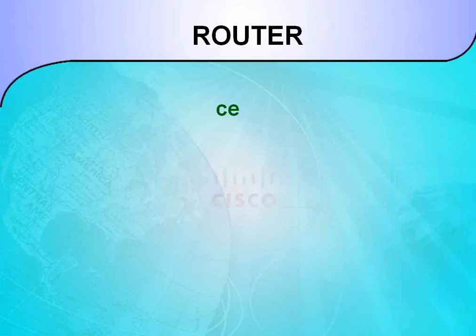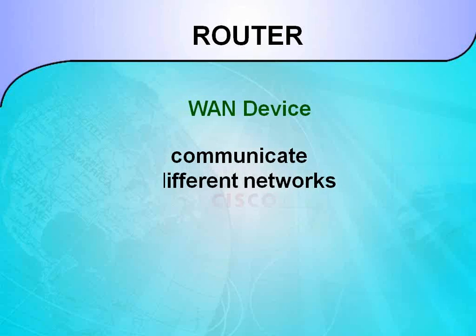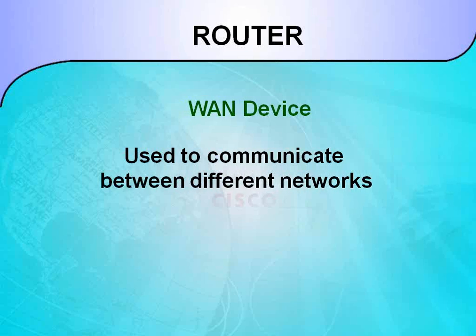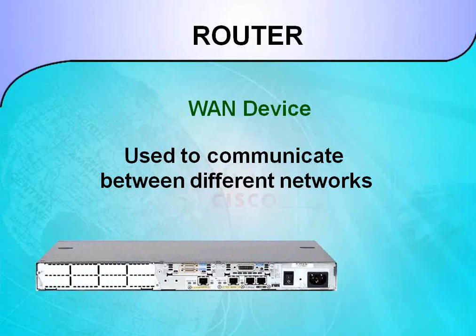Okay. Now coming to the router. Router is a WAN device. It works at layer 3. Switch works at layer 2, the data link layer, and your router works at layer 3, that is the network layer. It is used to communicate between different networks. See here, this is how your router looks. This is the icon we use to represent a router. It establishes communication between different networks.